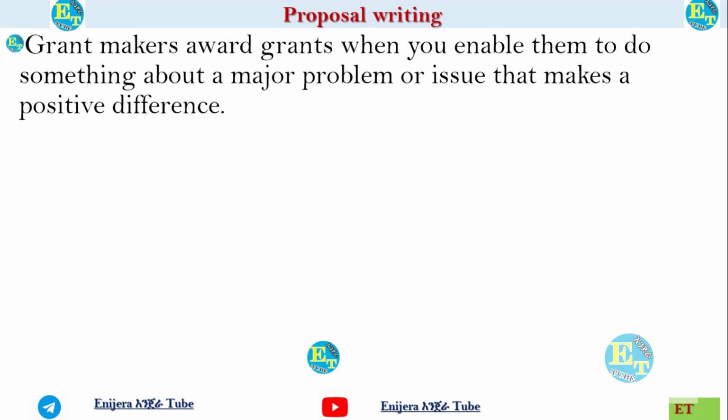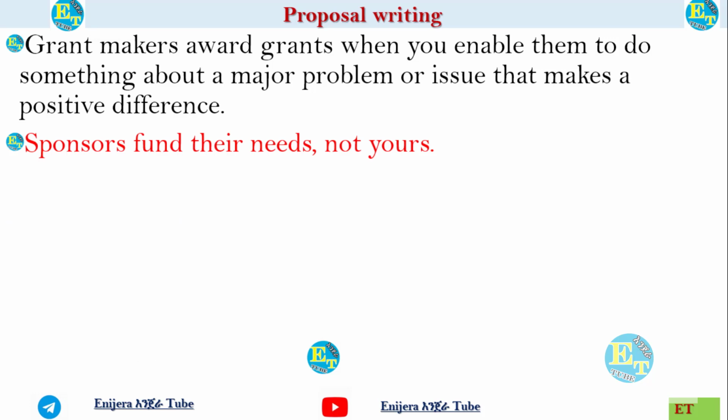A grant maker awards grants when you enable them to do something about a major problem or issue that makes a positive difference. The statement of problem is the way we respond to the invitation. Sponsors fund their needs, not yours. Don't forget, sponsors fund their needs, not yours.